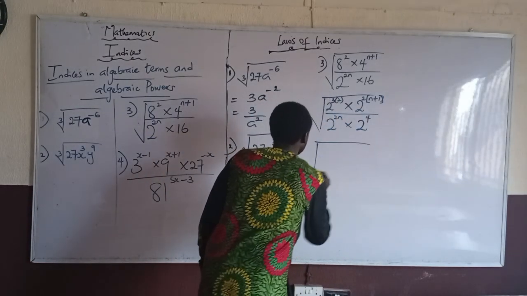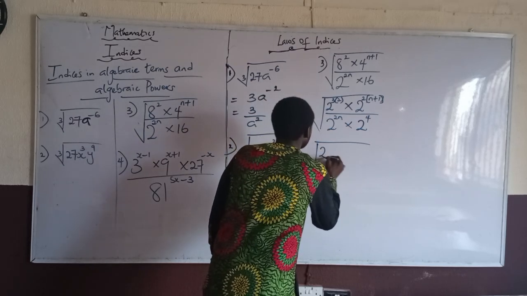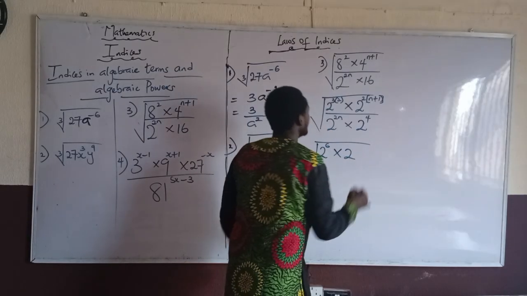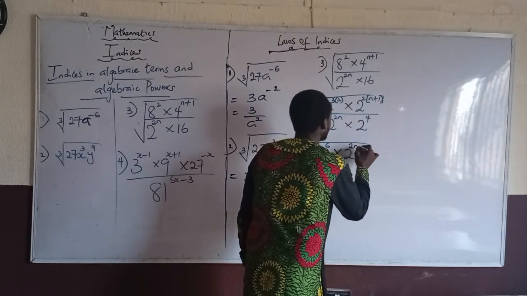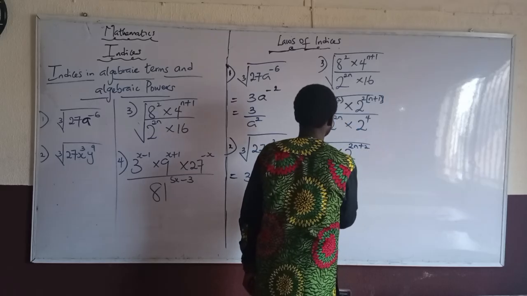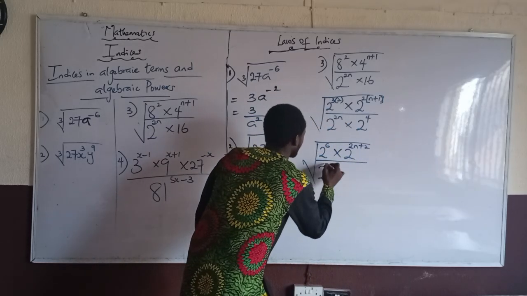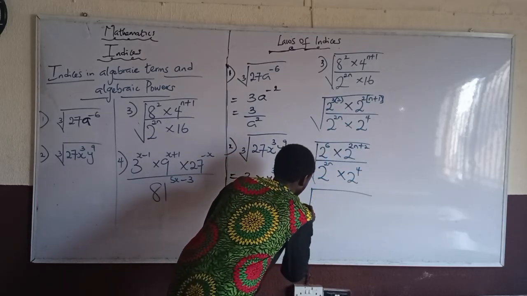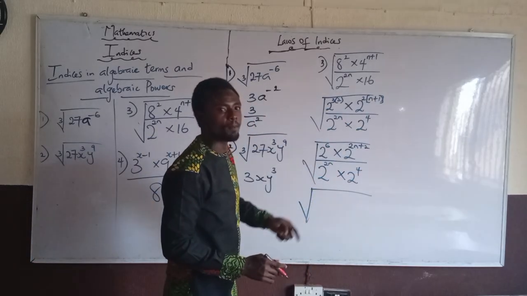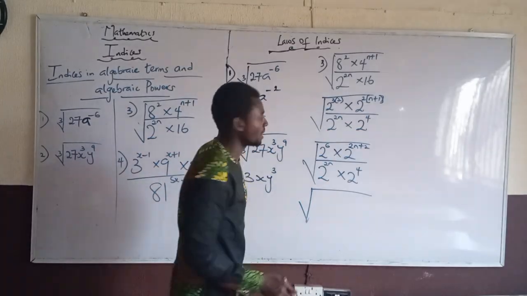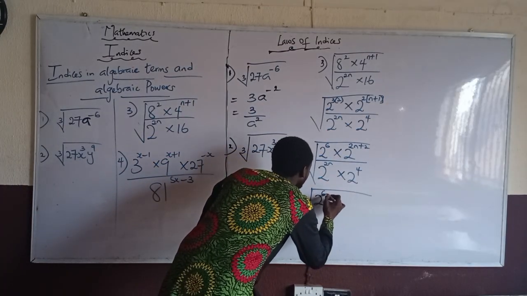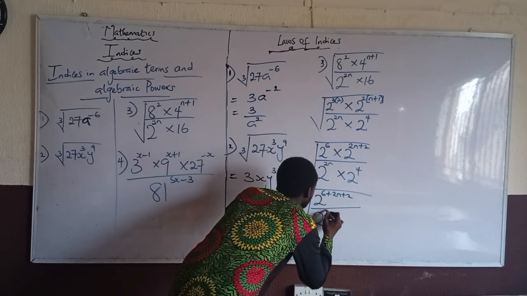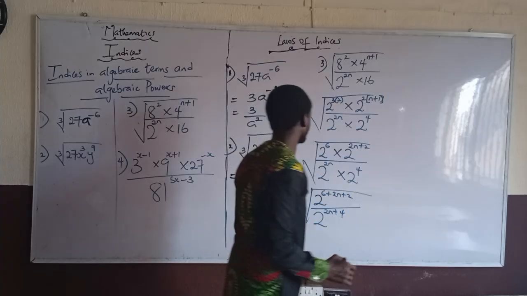So here becomes square root. Here is 2 raised to power 6 because 3 times 2 is 6, times 2. Here 2 times n is 2n. 2 times 1 is 2. Here is 2 raised to power 2n times 2 raised to power 4. So here becomes square root. Here I will pick one base and add the powers. Here is 2 raised to power 6 plus 2n plus 2 divided by 2 raised to power 2n plus 4.